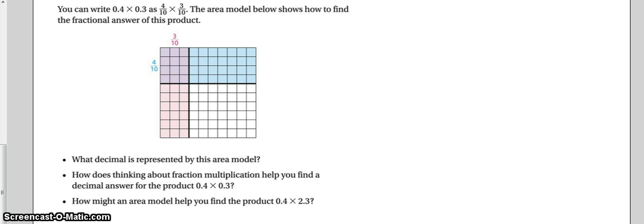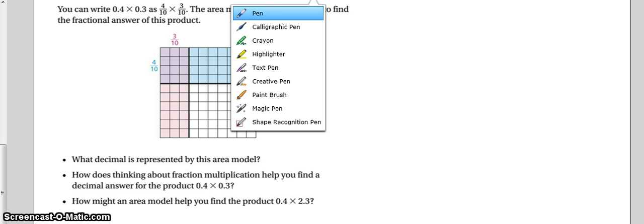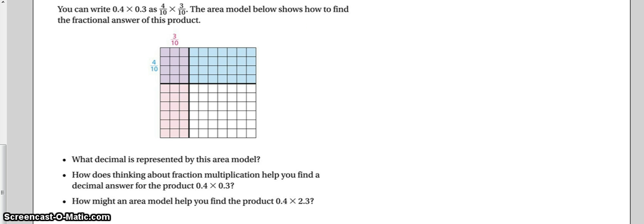The area model below shows how to find the fractional answer for this product. So the red part in our fraction model here shows us the fraction of 3/10. Okay, so this part would be 3/10. The blue part shows us 4/10. So up here would be 4/10, or the equivalent of 4/10 of the area model. The part that overlaps in here is actually going to be the answer.